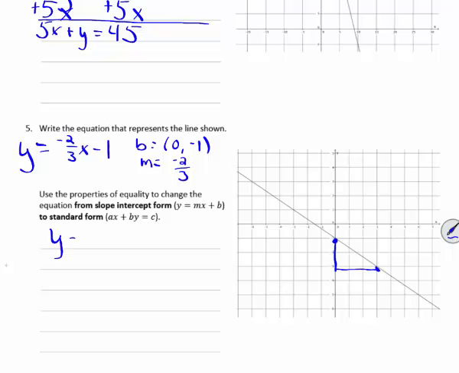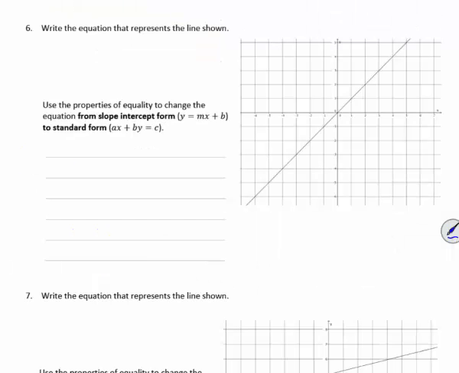So now I'm going to take that equation and put it in standard form, x and y on one side. So I have to move my x term. It's negative, so I'm going to add it. I have to add it to both sides. That's going to give me 2/3 x plus y equals negative 1. See how easy this is? I love when math is easy. All right, one more, and then we're going to try one on the other.